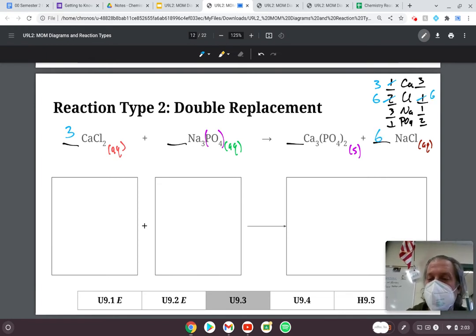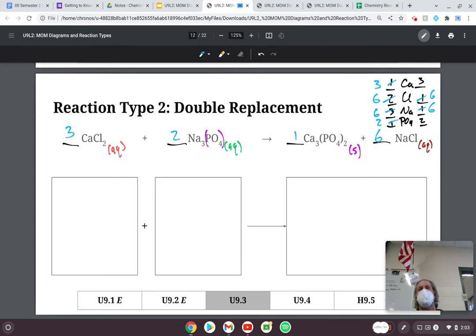which will give me 6 chlorines, but it also is going to give me 6 sodiums. So to rectify that, I'm going to put a 2 here, which will give me my 6 sodiums, but it's also going to give me my 2 phosphates, and then everybody's happy. I did that fast, I realize.